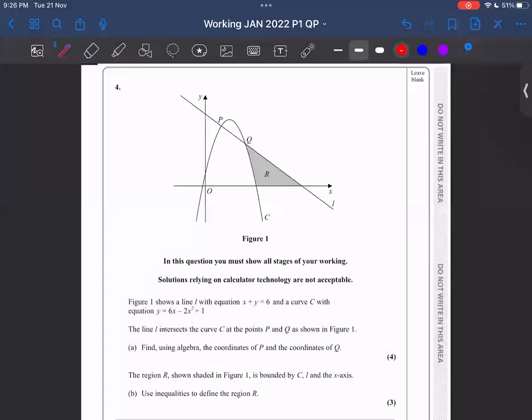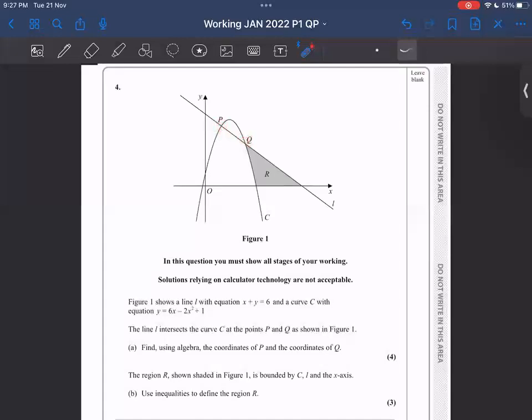Okay, so in question number 4, it says, in this question, you must show all stages of your working; solutions relying on calculator technology are not acceptable. Figure 1 shows a line L with equation x plus y equal to 6 and a curve with the equation y equal to 6x minus 2x square plus 1. Right? So this is the line. This is the curve here. The line L intersects the curve at points P and Q as shown in the diagram. They're intersecting at P and Q. Find using algebra the coordinates of P and the coordinates of Q.